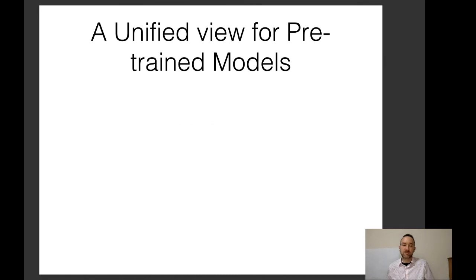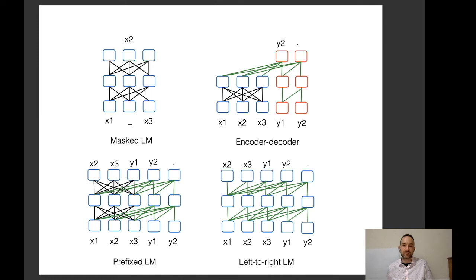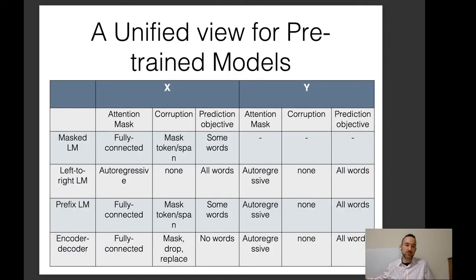So if we think about pre-trained models of various varieties that we talked about before, we talked about masked LMs, encoder-decoders, prefix LMs, left-to-right LMs. And we can essentially create a table like this where we have X and we have Y. And we can look at the attention mask, the variety of corruption we apply to the data, and the prediction objective for both the inputs and the outputs. And if we're talking about a masked LM, we really only have an input, and we have a fully connected attention mask. We mask tokens or spans, or maybe replace them, and we predict the masked words.